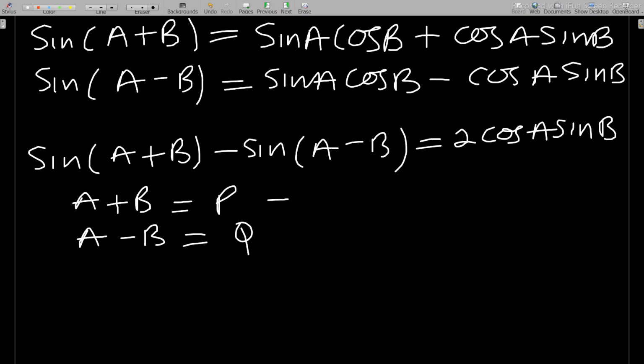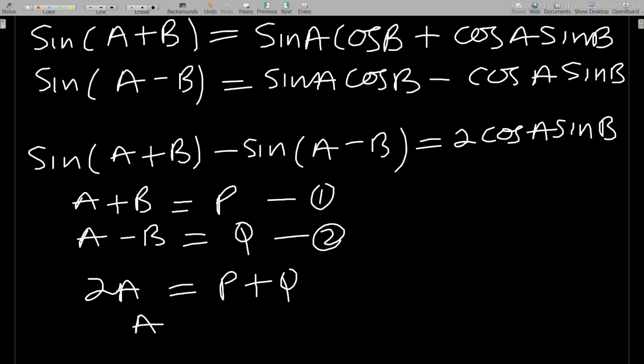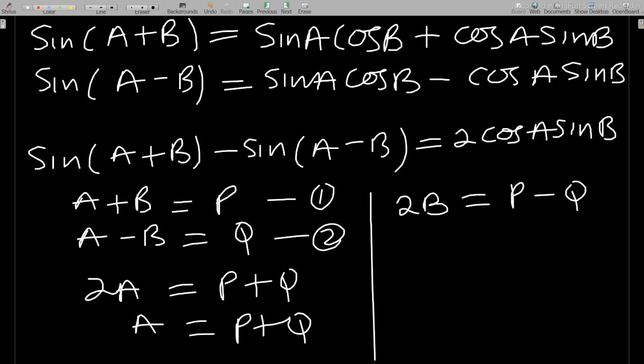Let's say this is equation 1 and this is equation 2. When I add these two equations, I'll get 2a, that is a plus a, then b plus minus b will give me 0. So I have p plus q, so I have a being equal to p plus q over 2. I hope you are seeing what I'm trying to do here. Now when I subtract the two equations, a minus a will give me 0, b minus b will give me 2b, then I'll get p minus q. So b is also equal to p minus q over 2.